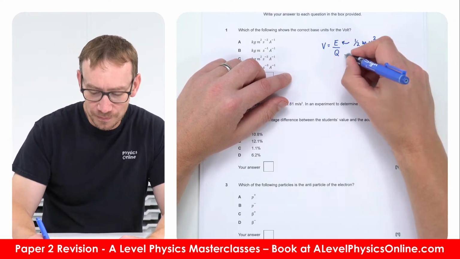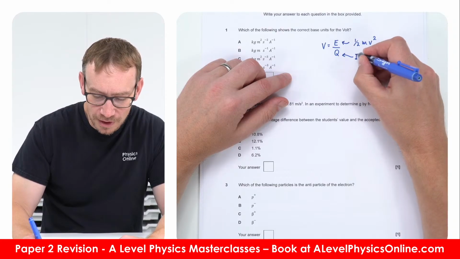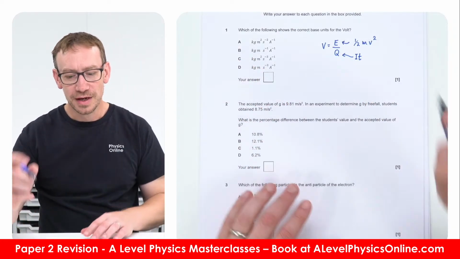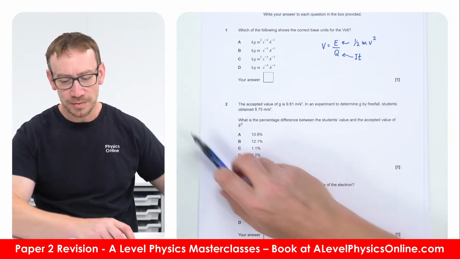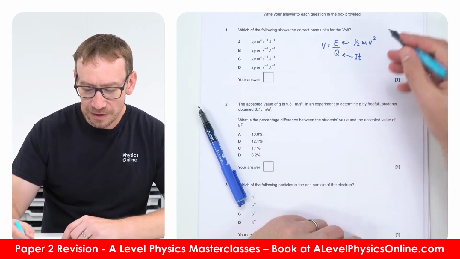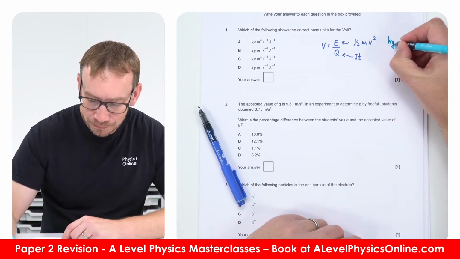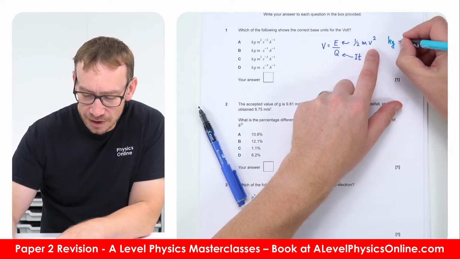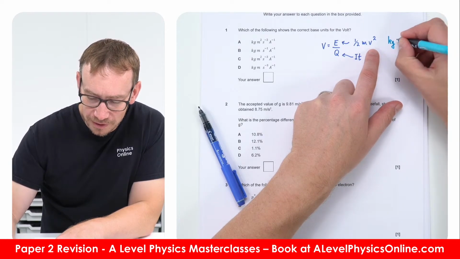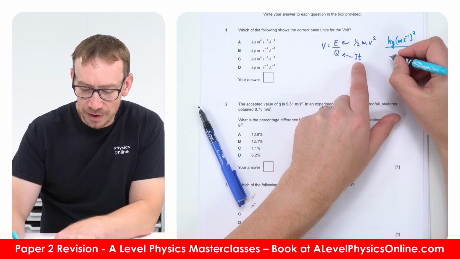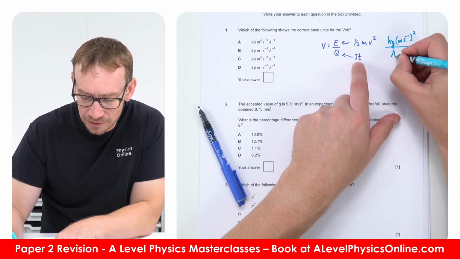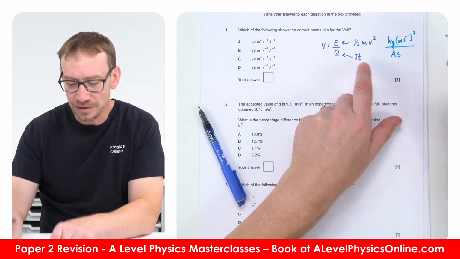And charge is going to be current multiplied by time. So now I've got, again, a couple more equations I can think about what units might be useful. So if we've got mass, that's kilograms. If we've got velocity, that's meters per second, but that's all going to be squared. And then we're dividing that by the current, which is in amps, times time in seconds.